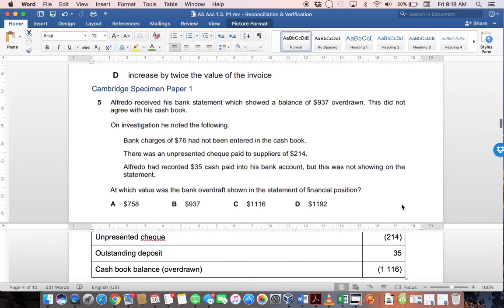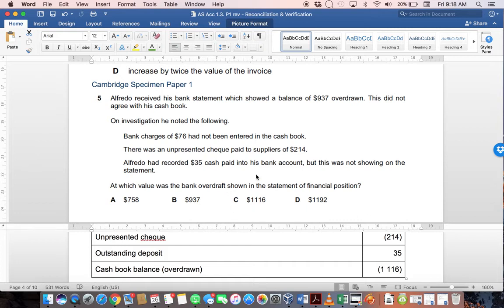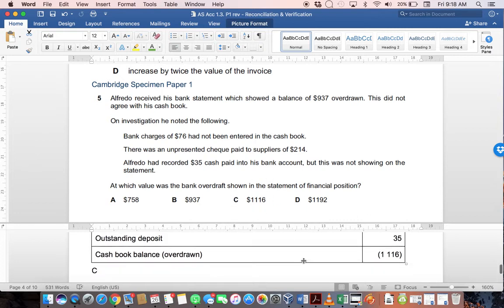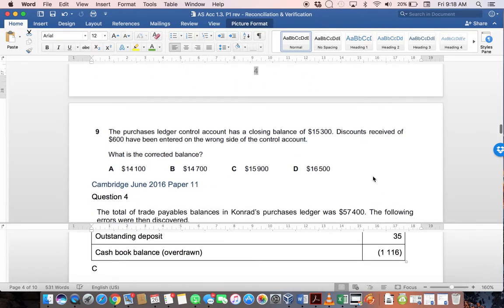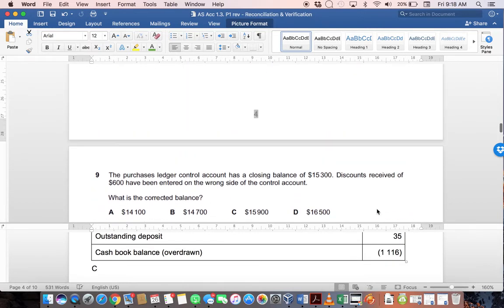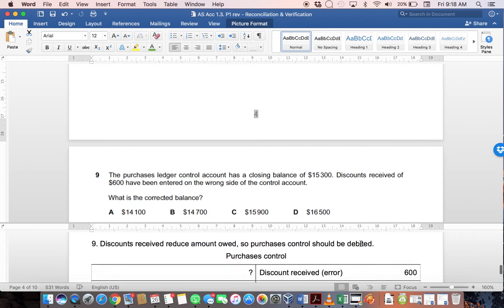If we got a positive balance, we would need to go back and look at our calculations. Let's see if it's in the answers. There it is as C, and so that is what you are going to choose. Number 9.